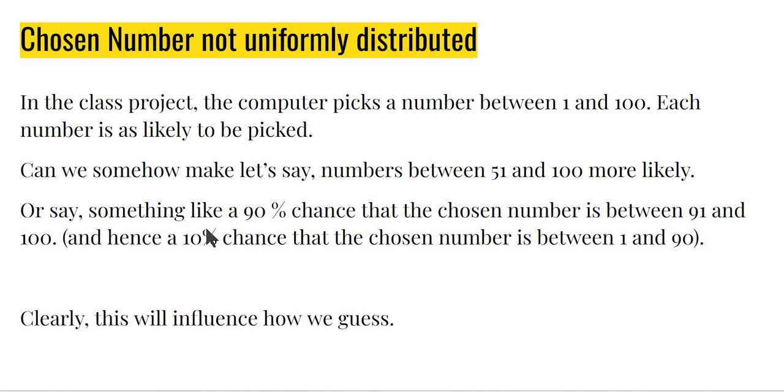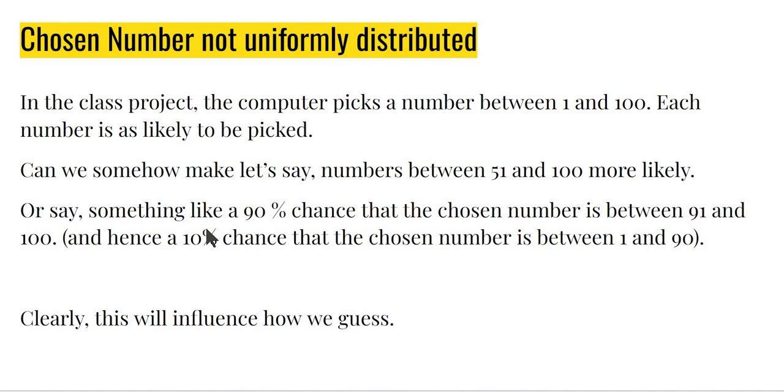Basically, the game starts with picking up a number between 1 and 100. Now, it turns out that each number is as likely to be picked as any other number. So it's really uniform between 1 and 100. Sometimes it picks 20, sometimes 85, sometimes 73, and so on and so forth. Can I somehow challenge this assumption?